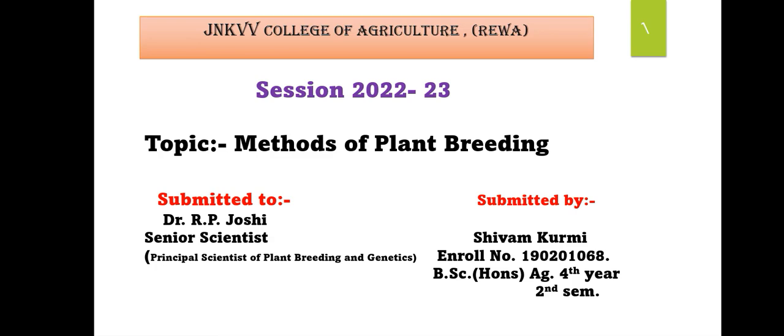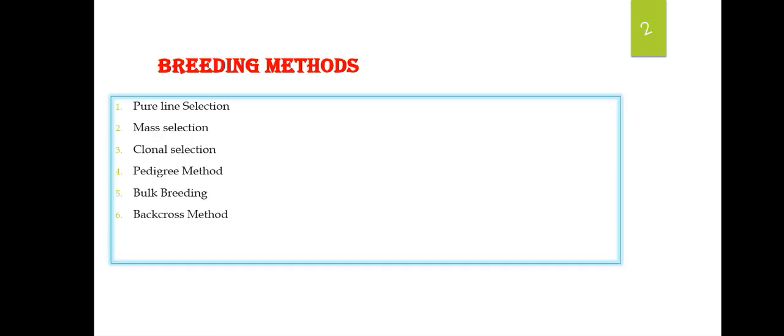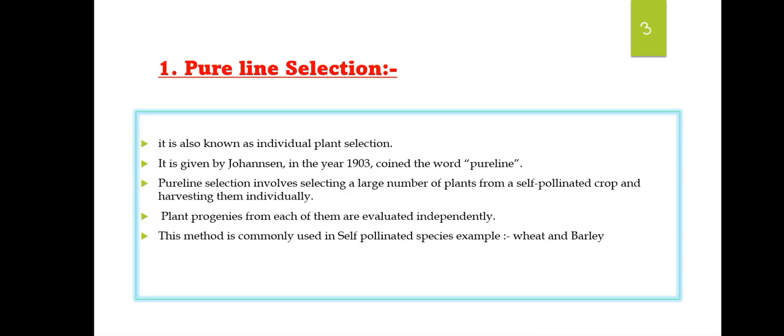Today I will discuss my ELP presentation topic, methods of plant breeding. There are different types of plant breeding methods. First one is pure line selection, second mass selection, third clonal selection, fourth pedigree method, fifth bulk method, and the last one is backcross method.